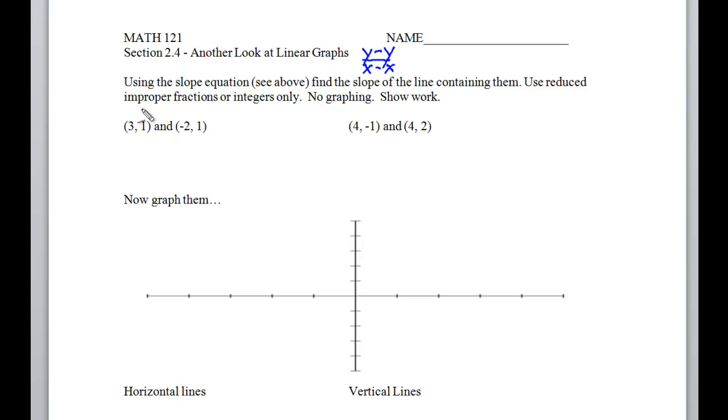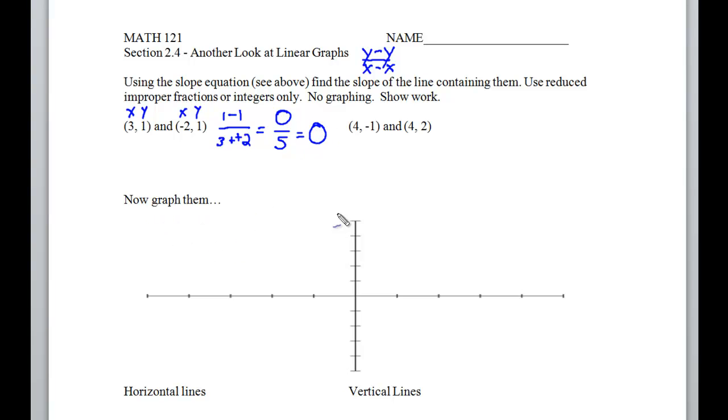So here I'm going to take my y values and subtract them, 1 minus 1, and set that over my x values, and I'm going to go left to right here, 3 minus negative 2, which I can swipe, because subtracting a negative is like adding a positive, and this will give me 0 divided by 5, and 0 divided by any number is 0.